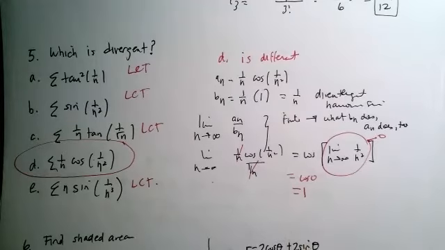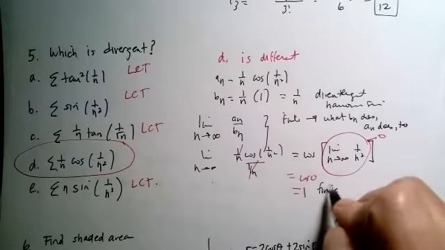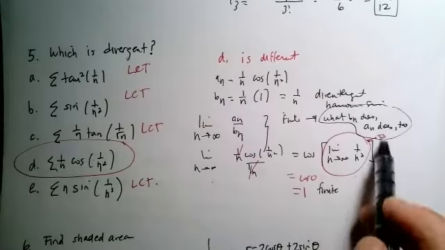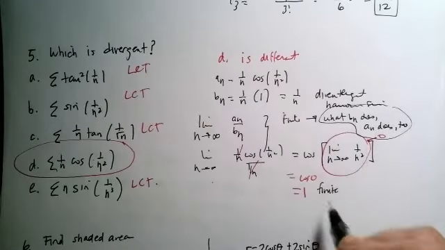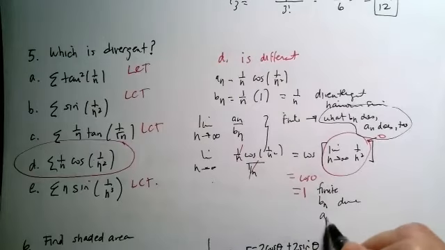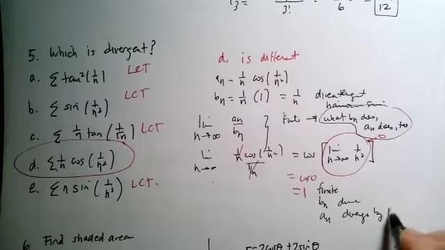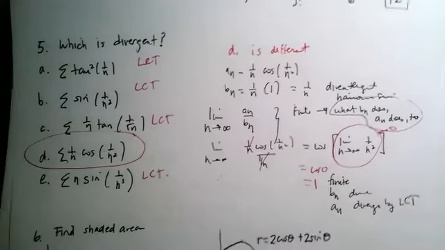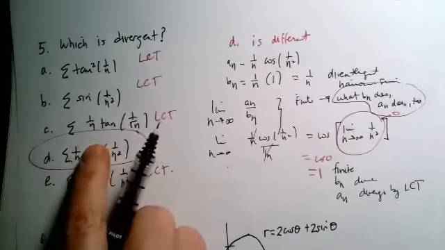Now, is 1 a finite value? This is finite. So what did we say here? Whatever B sub n does, A sub n does too. What does B sub n do? Diverge. B sub n diverges, so A sub n diverges too by the limit comparison test. Okay, so that was a pretty good guess.